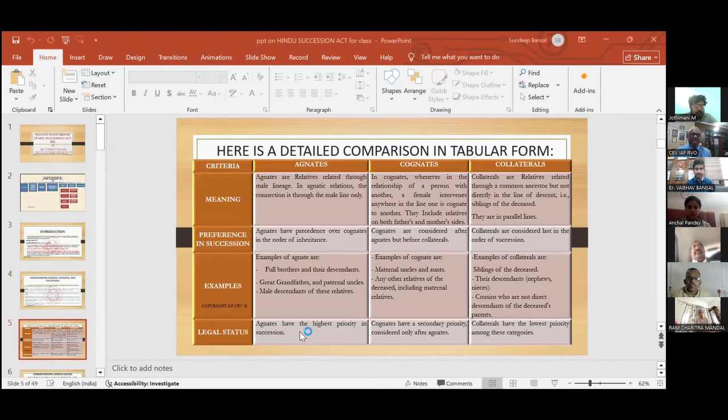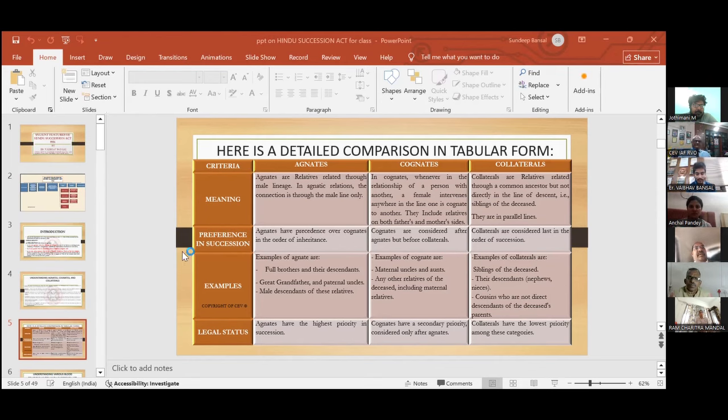Friends, this is a very important concept: agnate and cognate. Many times a question is asked on this topic. What is meant by agnate? What is meant by cognate? You must know what is meant by agnate and cognate. We will learn these things as mentioned in this table. It will be clearer if you read this table along with me.